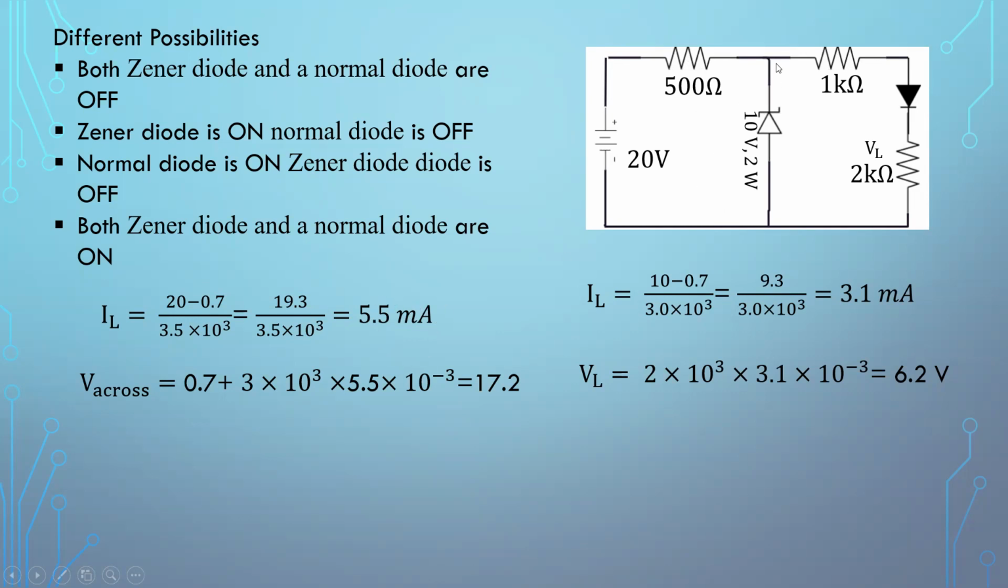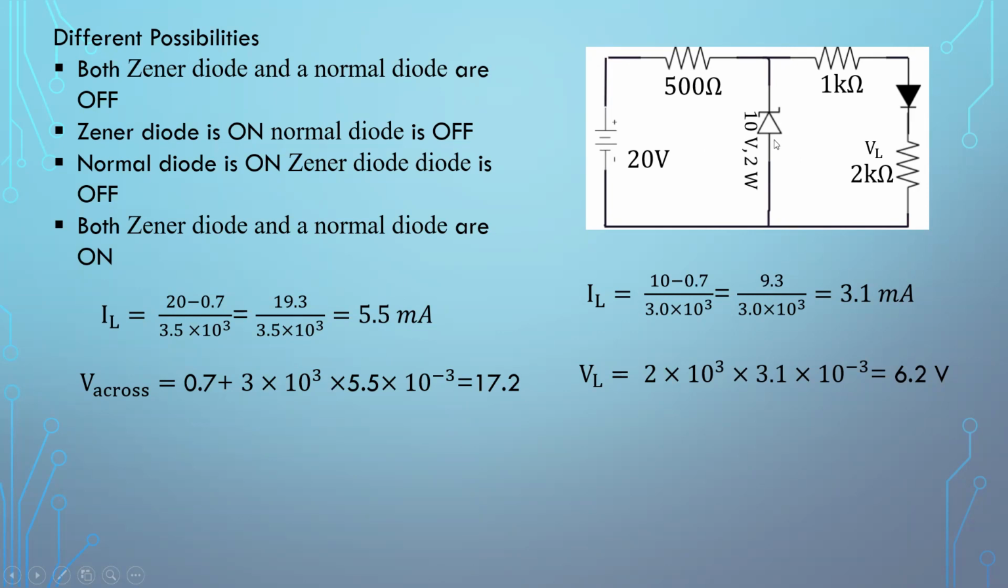And if I now try to calculate the voltage across this Zener diode, the total voltage will be 0.7 volt plus the drop across the 3 kilo ohm resistance. Current flowing is 5.5 milliampere. This gives me 7.2 volts. Again, the voltage across the Zener diode is 7.2 volt, while the Zener diode requires only 10 volts. So this is also conducting. So the third case, that this is on and this is off, is also false.